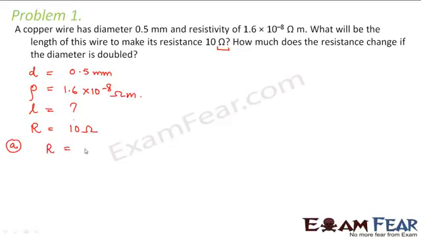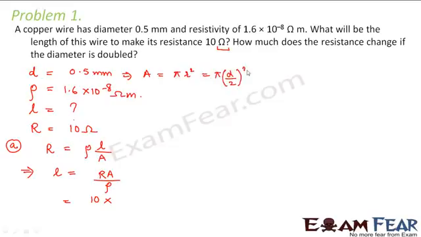Now from the expression of resistance, we know that R is equal to rho L by A. So from this we can say L is equal to RA divided by rho. So we can put the values of R and A. What will be A? If diameter is given as 0.5 millimeters, that implies that area will be equal to pi r square. So r will be nothing but diameter by 2 because r is the radius. So this will be pi D by 2 whole square.